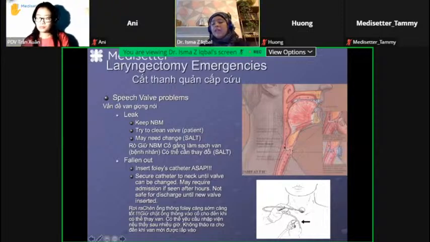Usually these valves last for about 3 to 6 months, but sometimes they can become damaged and you can have a leakage of fluid through the valve, which means you need to change the valve.